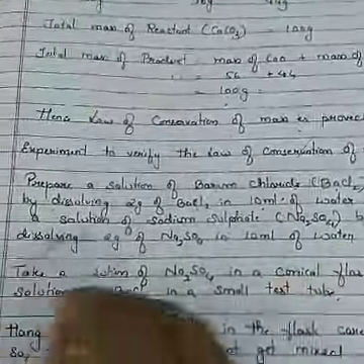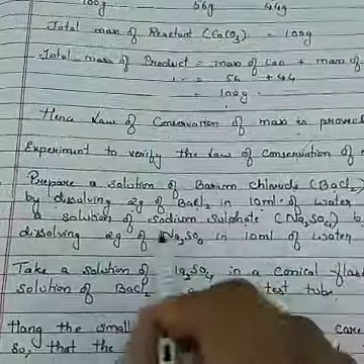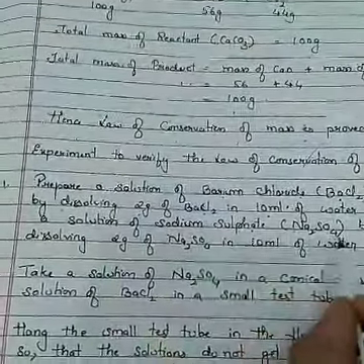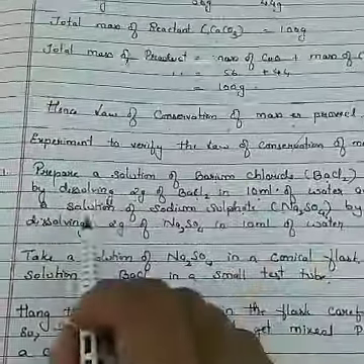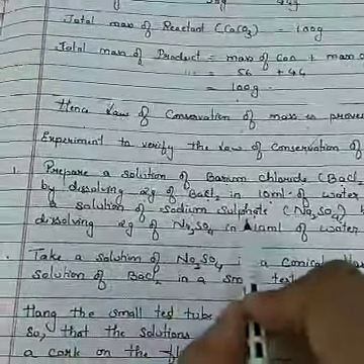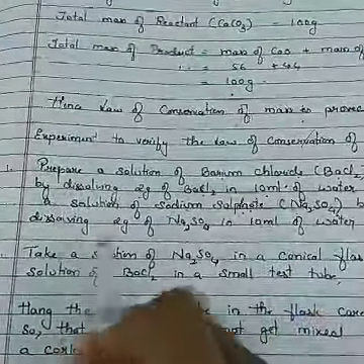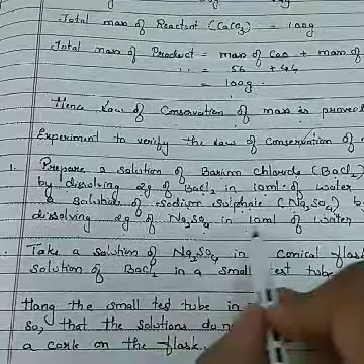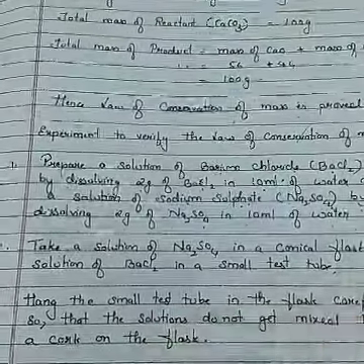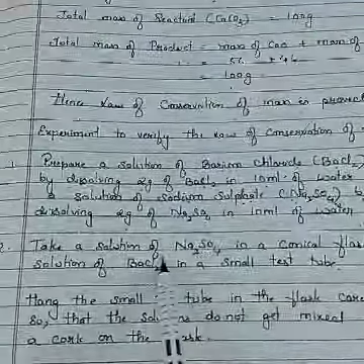And the second solution, you are going to take sodium sulfate. Sodium sulfate is Na2SO4. Try to learn the formulas. Prepare a solution of sodium sulfate, that is Na2SO4, by dissolving 2 grams of Na2SO4 in some ml of water. Now take the Na2SO4 solution in a conical flask. So we are taking a conical flask.